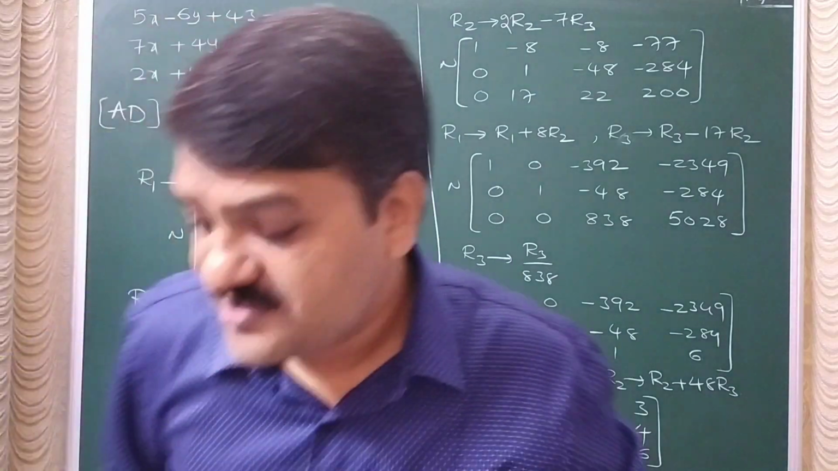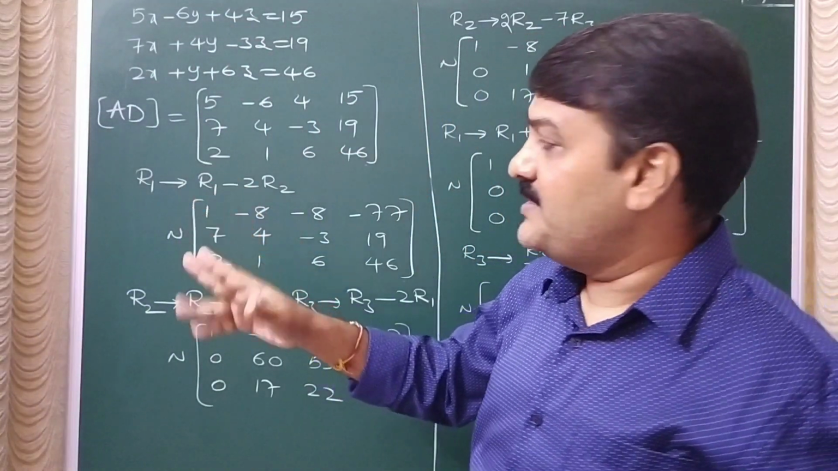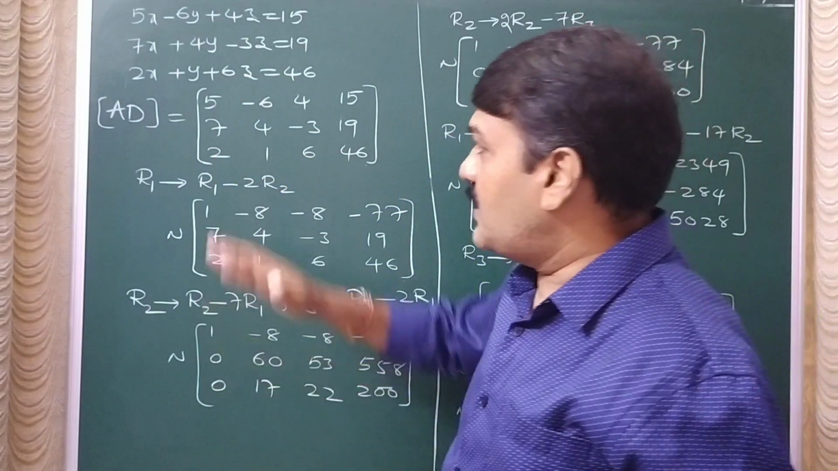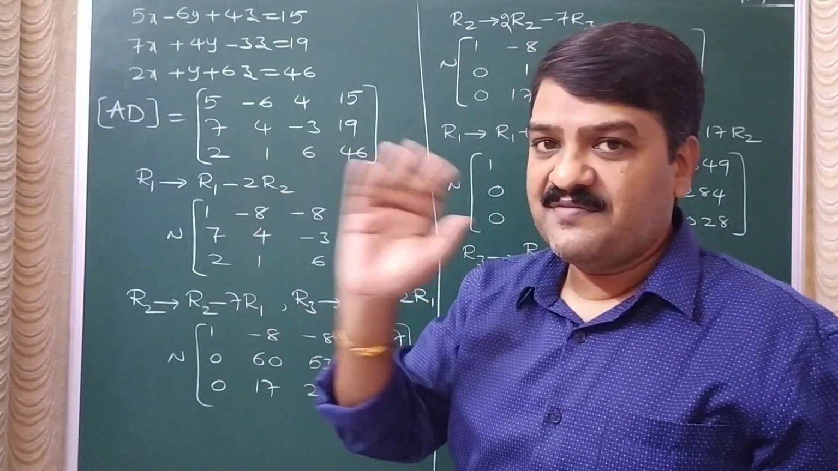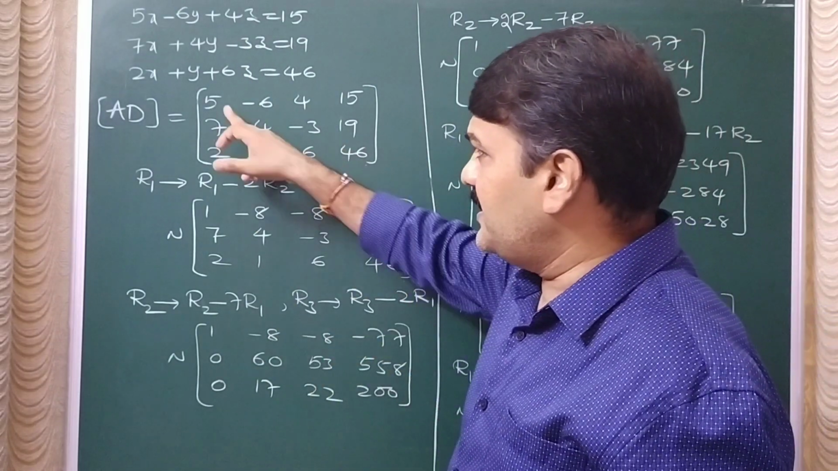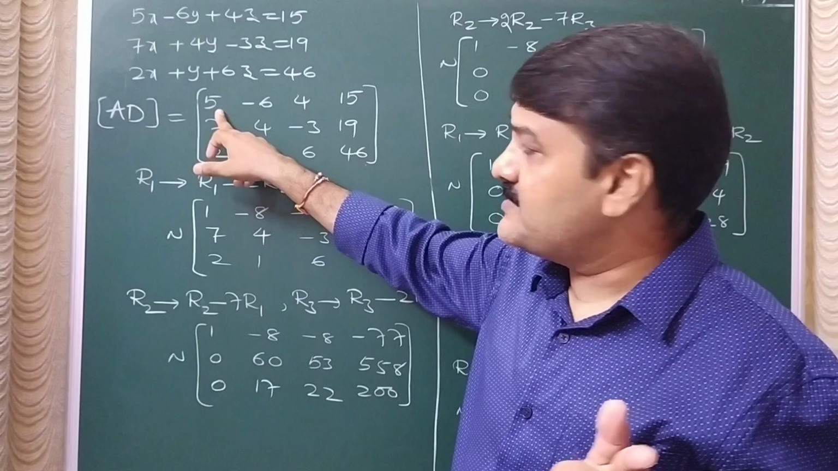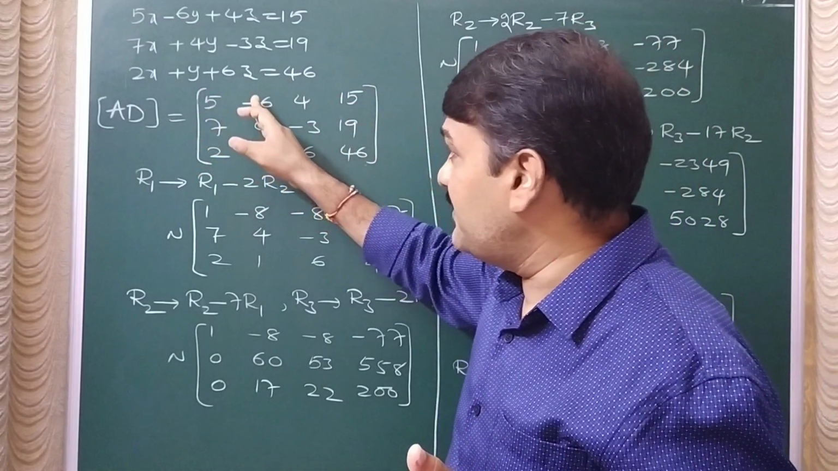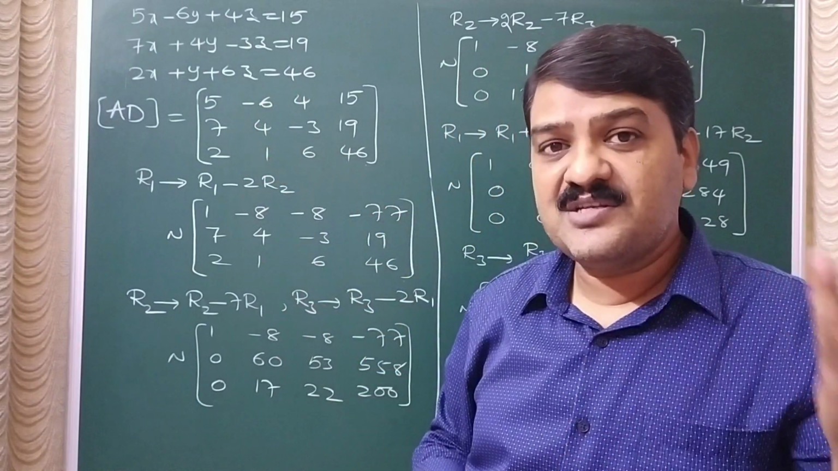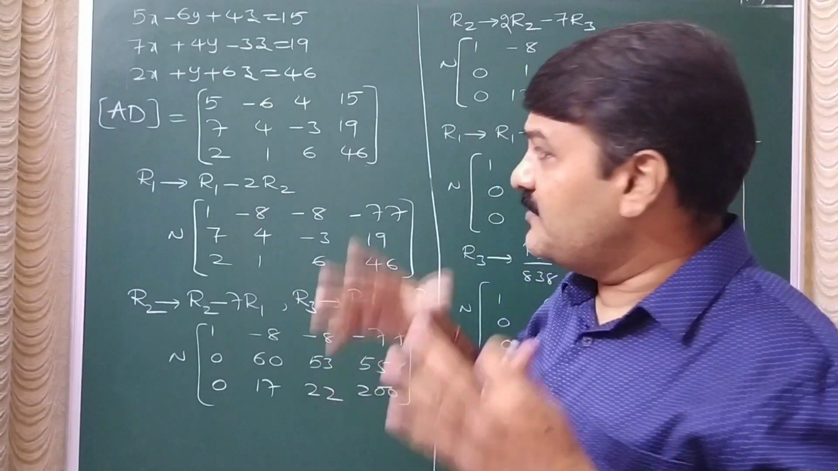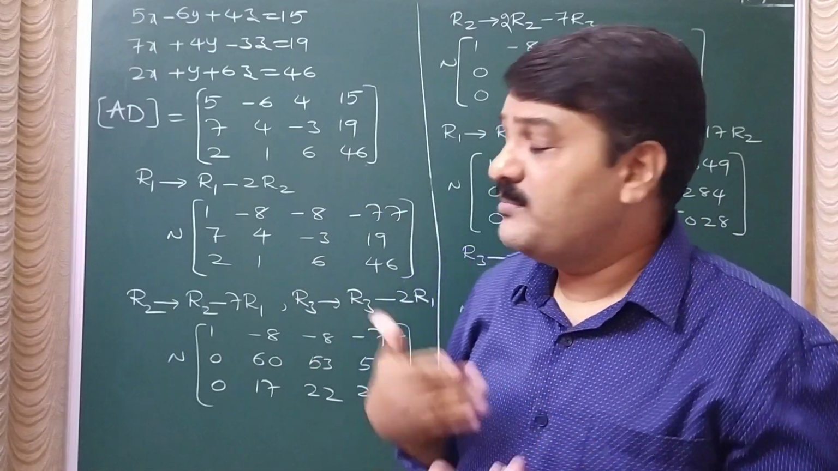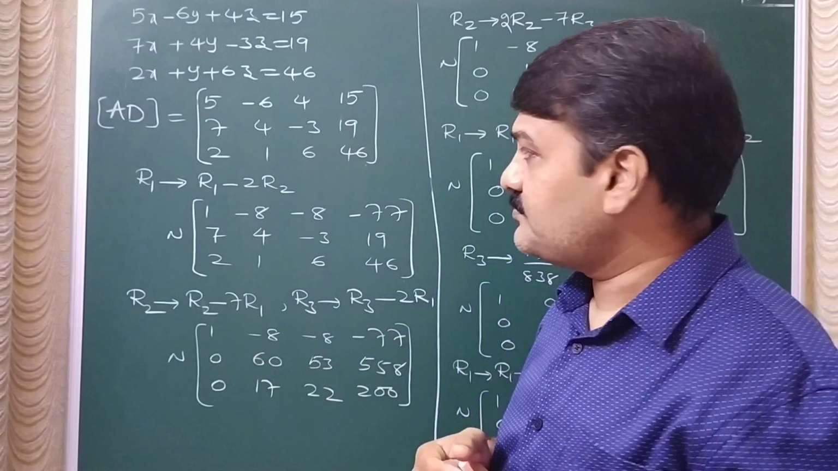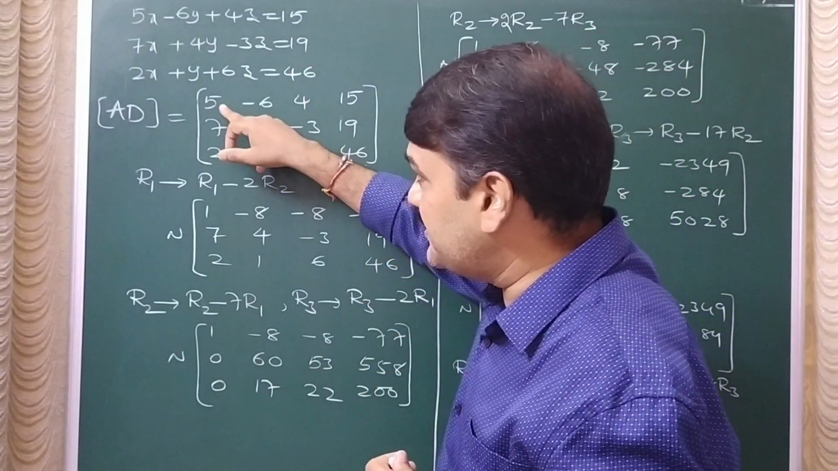Our first step is to get 1 0 0 in the first column. How do we get that? We have to observe. To get 1 in the first place, we can divide by 5. But when we divide by 5, we get fractions here, and simplification will become difficult. Therefore, we try to avoid dividing by 5. So we look for any other alternatives. I have an alternative. I can do it like this.